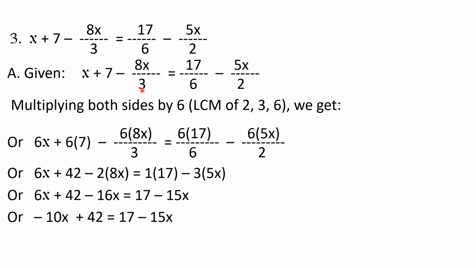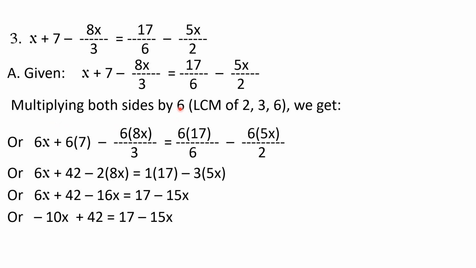Now the LCM of 3, 6 and 2 is straight away 6. It's very obvious because 6 is a multiple of 3 as well as a multiple of 2. So when you have a set of numbers like this in which one number is a multiple of the rest of the numbers, then that number is the LCM of the whole group. So 6 is the LCM of this set of numbers 3, 6 and 2.